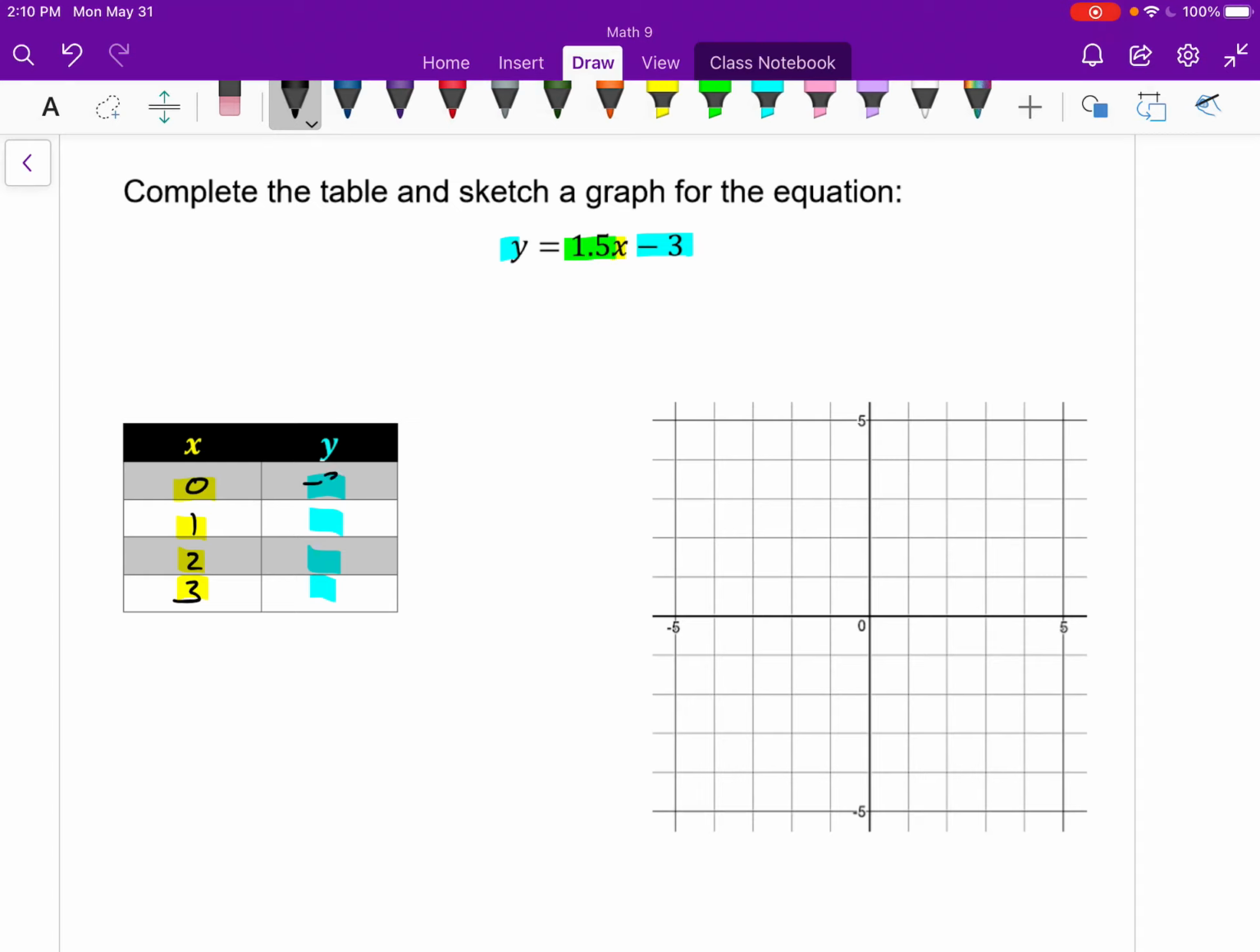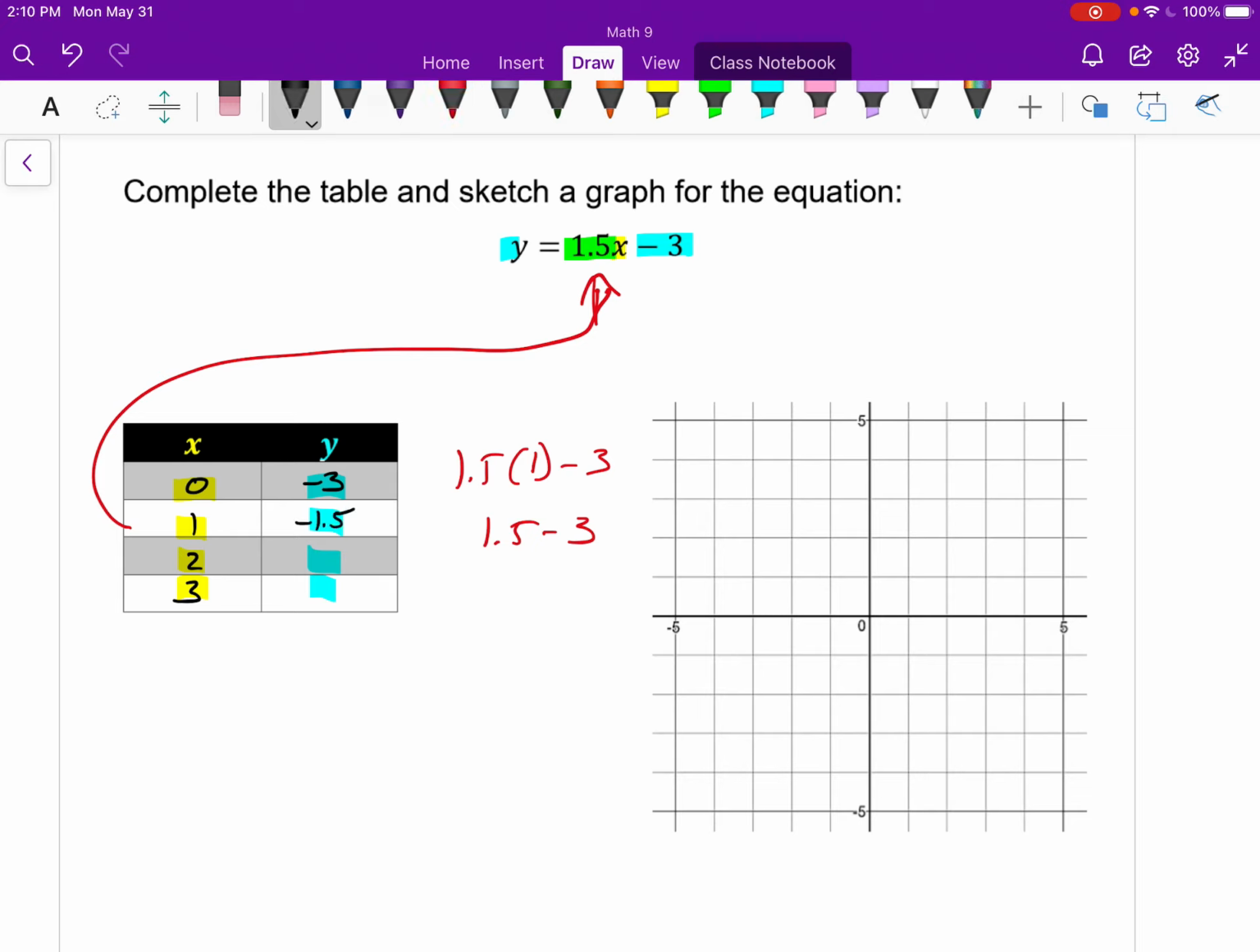When x is 0, y is -3. 1.5 times 0 is 0. 0 take away 3 is -3. So next, if I put a 1 in there, I put 1 into the x. So I get 1.5 times 1 take away 3, which is 1.5 take away 3, which is -1.5.